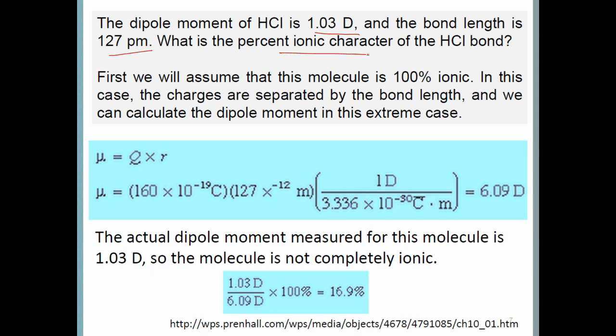What is the percentage ionic character? So here, 1.60 times 10 to the power minus 19 C is the charge, and R is given as this one, and converting to debye this will give you the value of 6.09 D. The actual dipole moment measured for this molecule is 1.03, divided by 6.09, and the percentage comes to be about 16.9%.